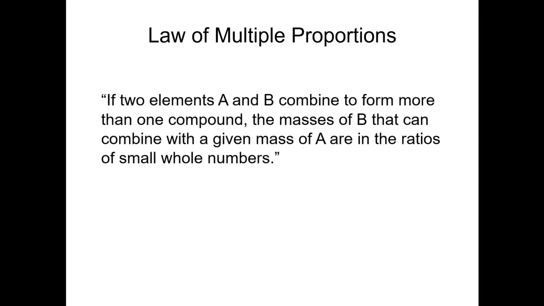At first, this may be a little difficult to understand, but I'm going to try and deconvolute it for you. So here's the statement of it. If two elements A and B can combine to form more than one compound, the masses of B that combine with a given mass of A are always in the ratios of small whole numbers.